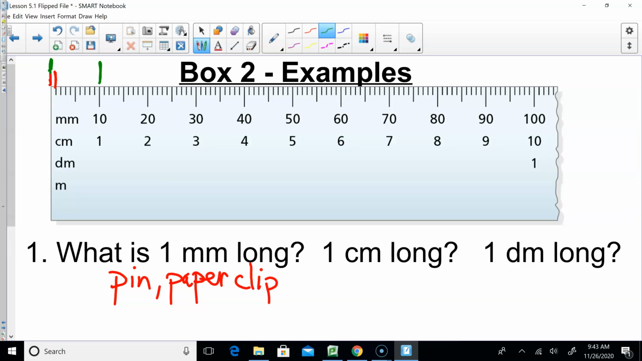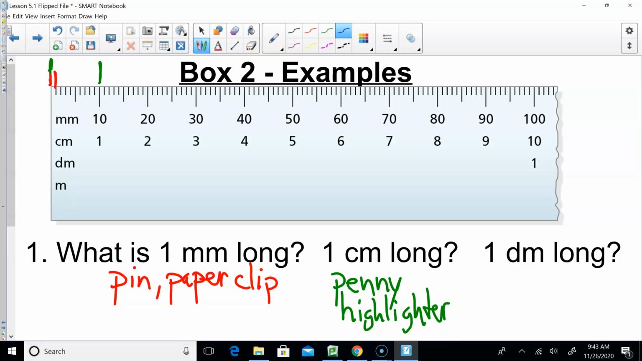So what's about a centimeter long? I think a centimeter is probably maybe a penny. If you put a penny down, a penny would be about a centimeter long. What else could be a centimeter long? Probably the width of a highlighter, maybe. So see if we can come up with other things that are about that long as well.